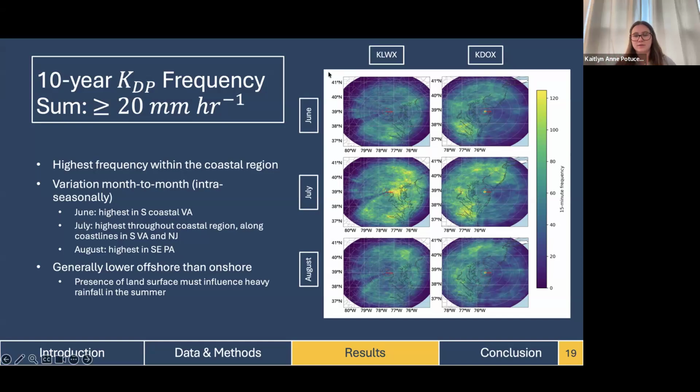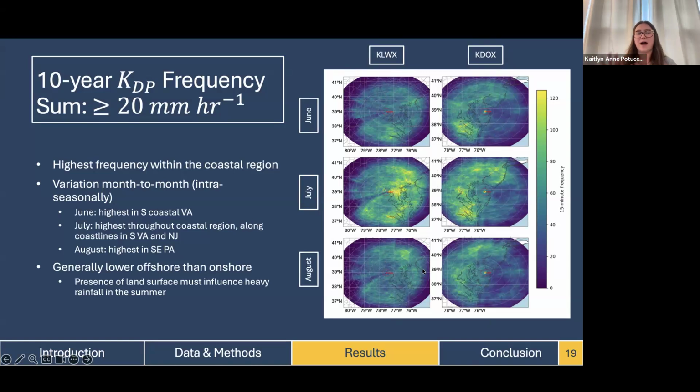months. So the structure of this figure is what I'm going to be showing throughout the course of this talk. On the left-hand side, we have our measurements from KLWX, which is the radar in Sterling, Virginia. On the right-hand side are measurements from KDOX, which is at the Dover Air Force Base in Delaware. And we do all of our analyses separately for June, July, and August.